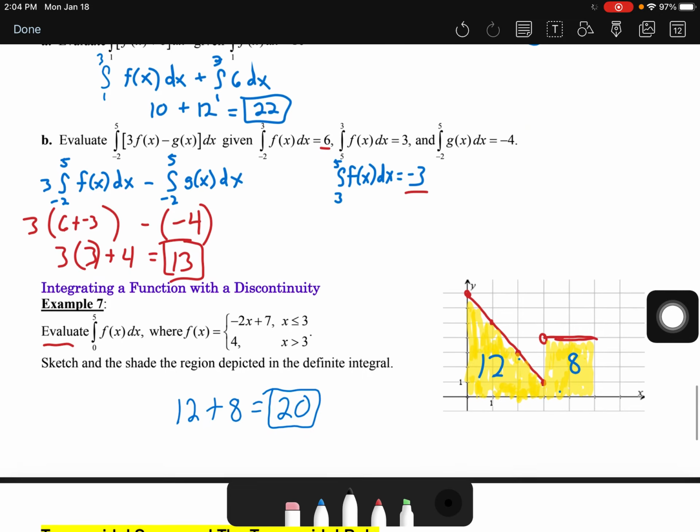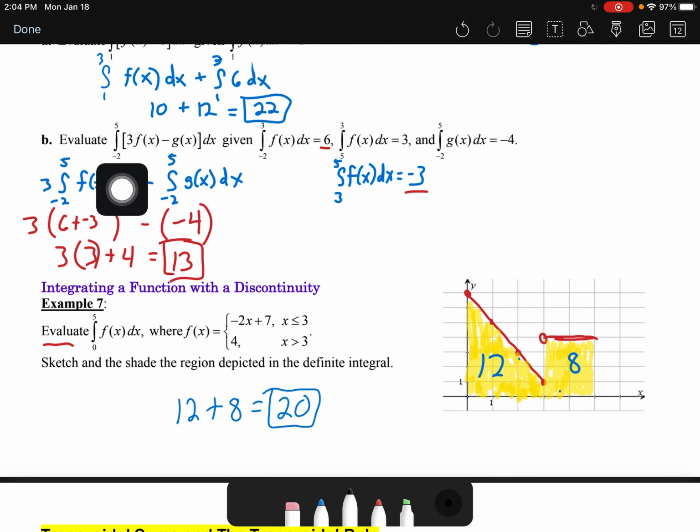So that one's pretty straightforward. Okay, part B. So here we've got from -2 to 5, and we've got 3 times f of x minus g of x. Okay, and then they give us some information here. They tell us something about f of x. They tell us that from -2 to 3 of f of x is 6.